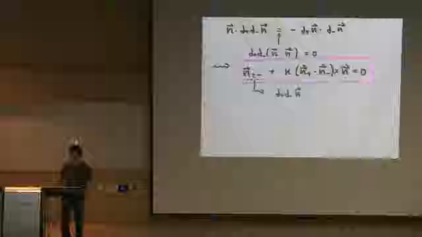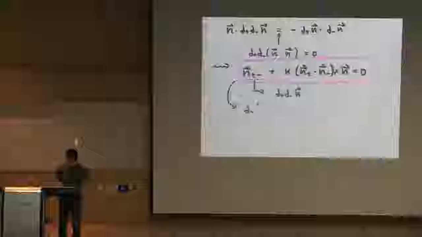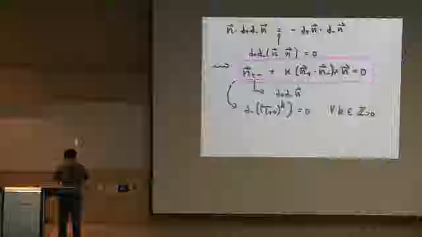All right, so this is the equation of motion. And now, using this equation of motion, you can easily show that this equation holds for any integer k, well, of course, it must be positive, this is minus. Okay, and where this T plus plus is this one.